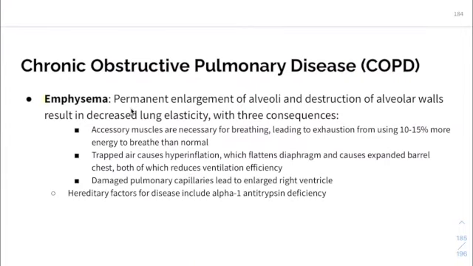Emphysema. I showed pictures of emphysema before, last week, but their alveoli get destructed. So instead of those nice small hundreds of alveoli, they have larger alveoli, so there's not as much surface area around. And because of that, they have decreased lung elasticity.